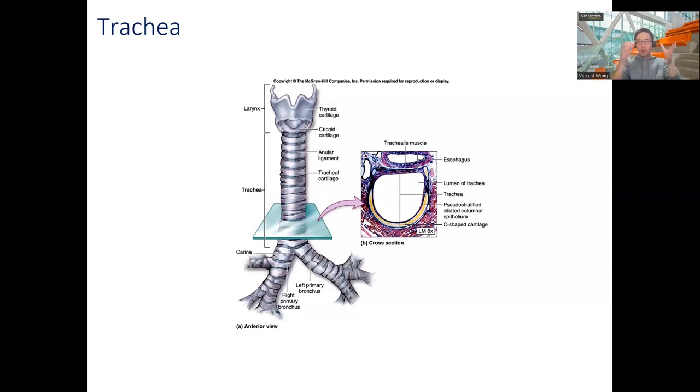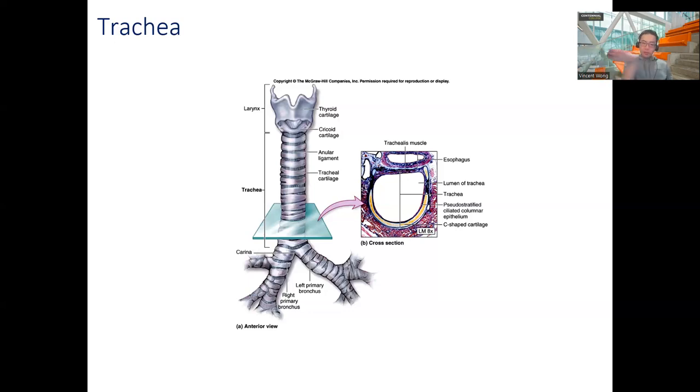So we really don't want the airway to collapse because all that moisture would make it difficult to reopen again. And so that's why we need to have the cartilage to prop it open and to maintain an accessible airway. Now behind the trachea, as we saw earlier in the diagram, we have the esophagus. Okay, so the esophagus goes down to the stomach, right?